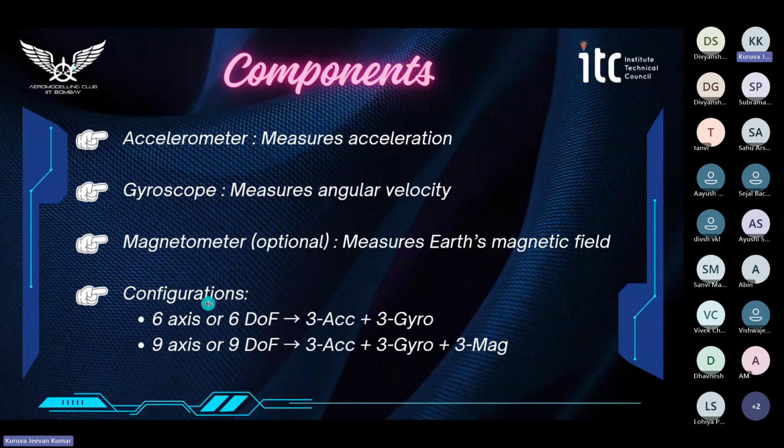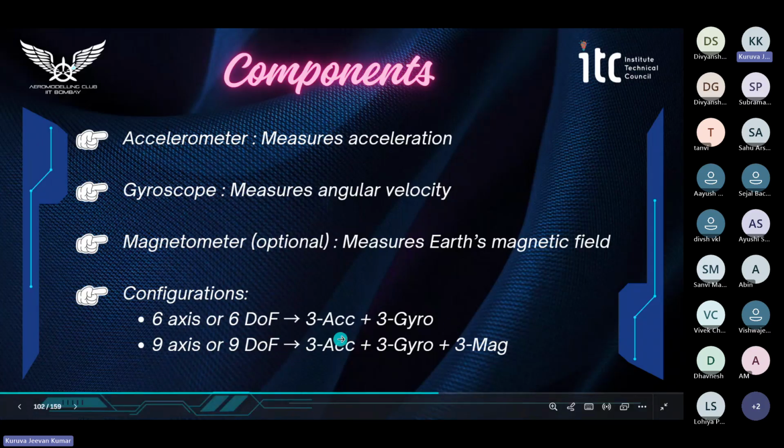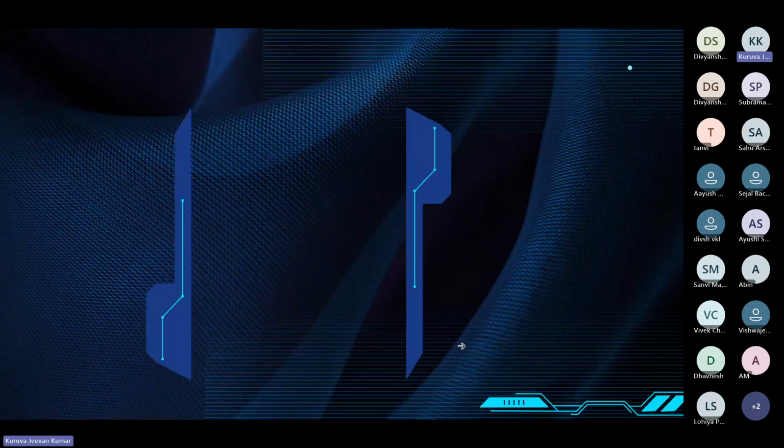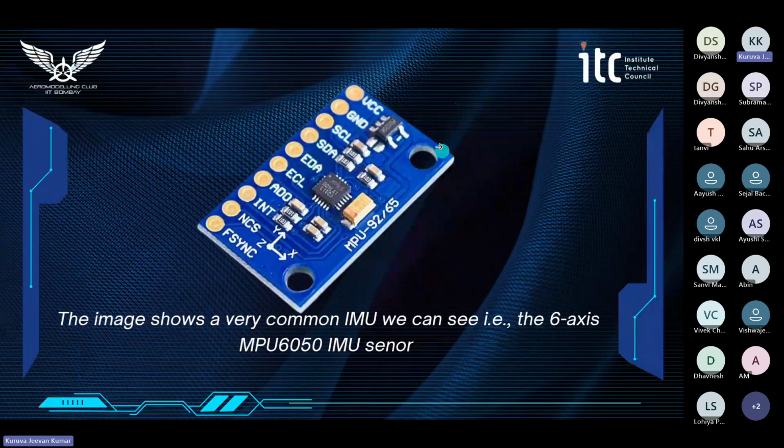And there are generally two configurations in an IMU. The first one is 6-axis IMU, which has three accelerometers and three gyroscopes. And the second one is 9-axis IMU, which has three magnetometers in addition to the previous configuration. Here is an example of an IMU, and this sensor's name is MPU6050. It is a 6-axis IMU.